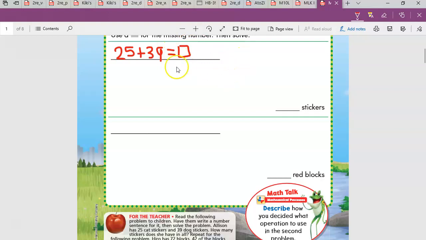Okay. So what are we going to do to solve this problem? Very simple addition. 25 plus 39. I'll give you a minute to solve that. Okay, 5 plus 9 is 14, so 4, and the 1 goes up. 1 plus 2 is 3, and 3 plus 3 is 6. 64.